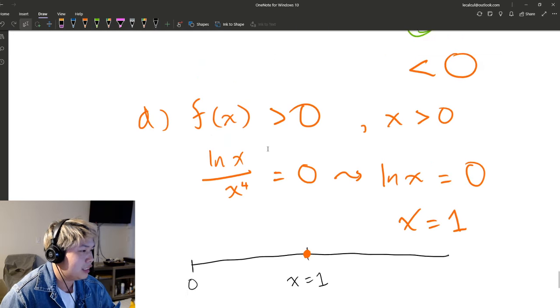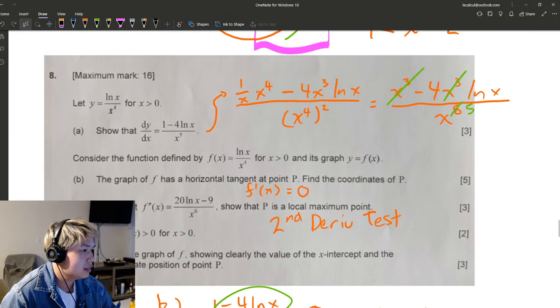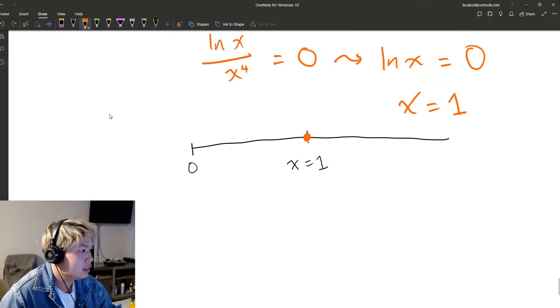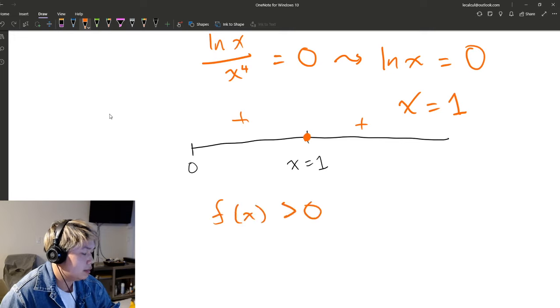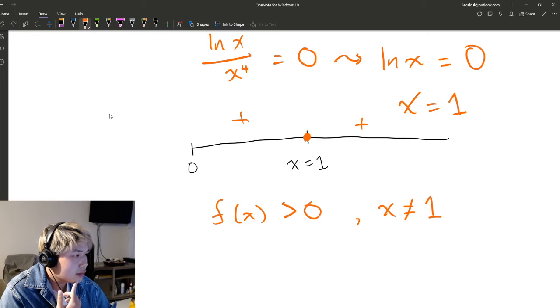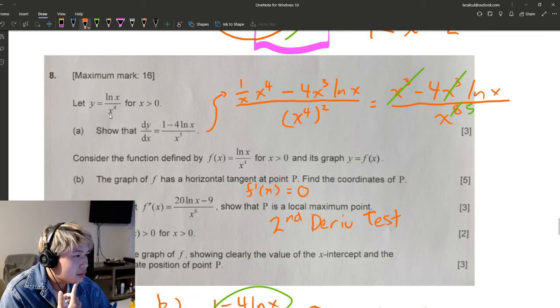Is this not positive everywhere? Because natural log x is always positive. And then as long as x is always positive, the denominator is also always positive. So is this not positive everywhere else? So f of x will be a positive value as long as x is not equal to 1. Right? Sure.